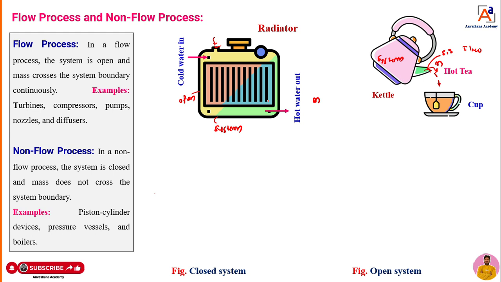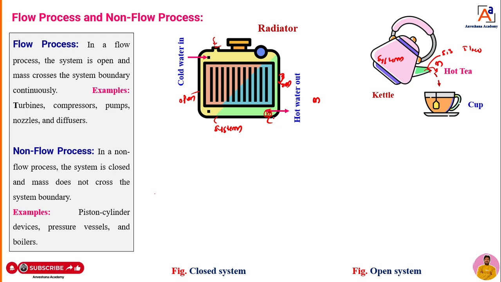Now, what is a closed process, or non-flow process? Assume, dear students, that the radiator is completely insulated and completely closed. There is no hot water coming out. If you close it perfectly and insulate it perfectly, there is no mass transfer. The mass of the water is not coming out.